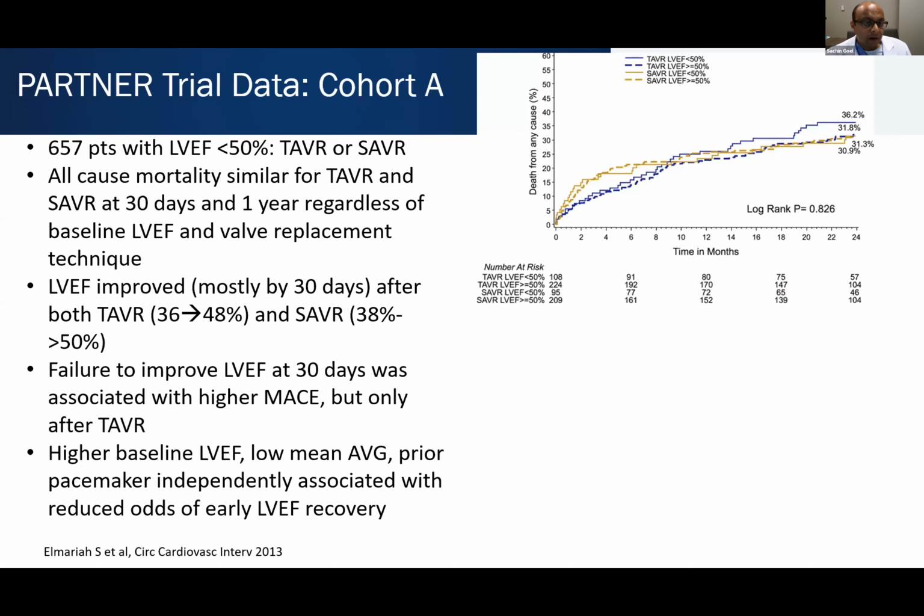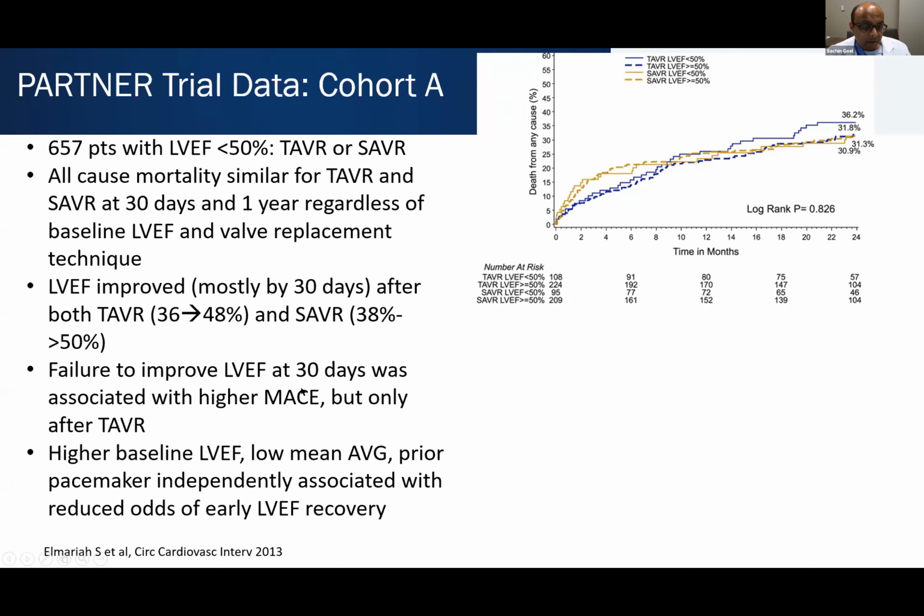Another analysis from the PARTNER cohort A, almost 650 patients with EF of less than 50%, TAVR or SAVR. The mortality at 30 days and 1 year was similar for TAVR and SAVR, regardless of baseline EF and valve replacement technique, meaning whether they had TAVR or SAVR, the outcomes were similar. LVEF improved mostly by 30 days after both TAVR and SAVR. And these are the mean improvements in the ejection fraction in both groups, in the TAVR and SAVR groups. So both groups benefited with an intervention.